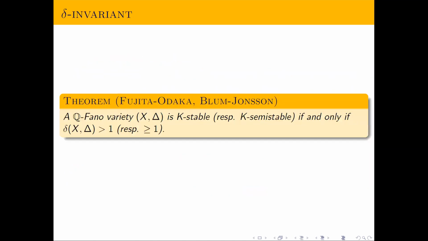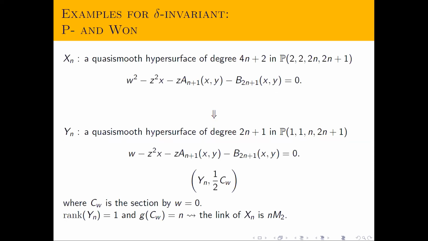All right, so what Fujita, Odaka, and Blum-Johnson proved is the following. This log pair is K-stable if delta is strictly bigger than 1, and semistable if it is at least 1. So it's tempting to apply this method to the Sasaki-Einstein problem.